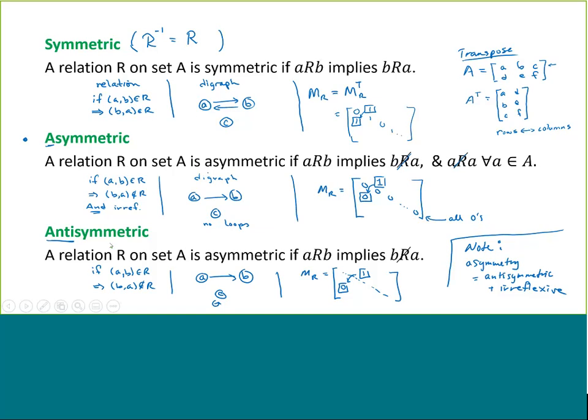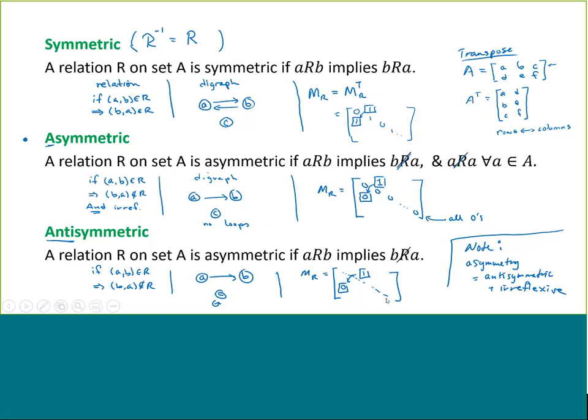Now, antisymmetric was the last property we talked about last time, and that's almost the same as asymmetric. The only difference here is it's totally cool to have loops. So in terms of the ordered pairs, it's fine if you have one or more ordered pairs of the format A, comma A. In the picture representation, totally cool to have one or more loops or no loops. And in the matrix representation, we don't care if there's ones or zeros along the diagonal.